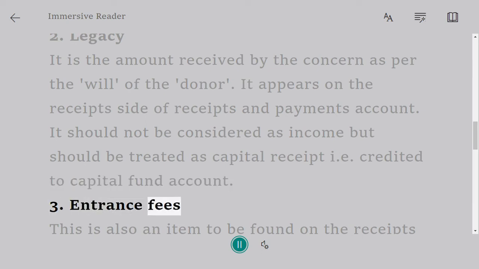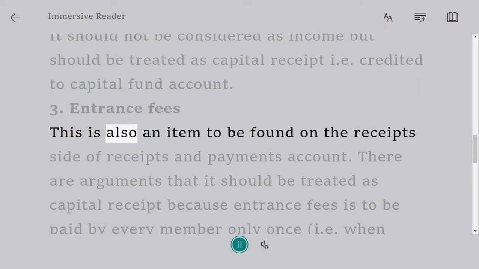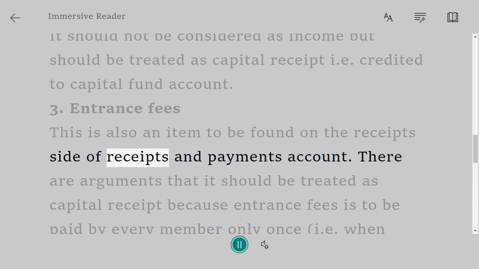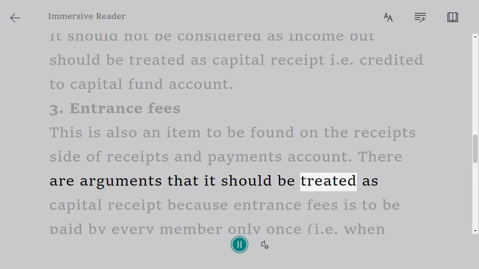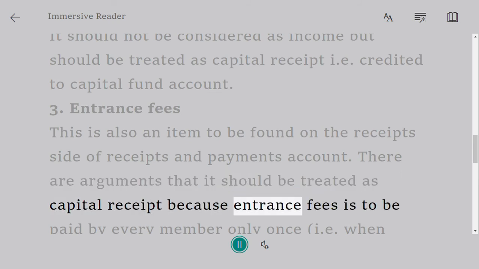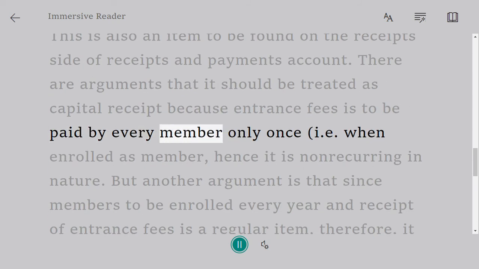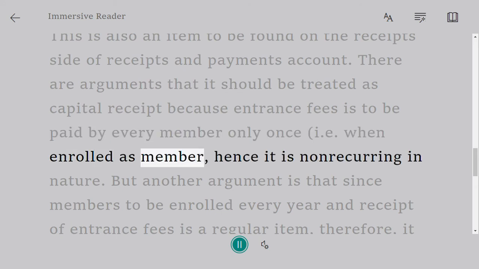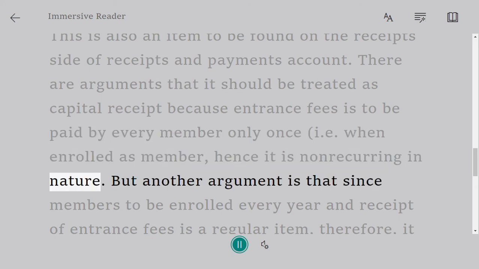3. Entrance fees. This is also an item to be found on the receipt side of the receipts and payments account. There are arguments that it should be treated as a capital receipt because entrance fees are to be paid by every member only once, i.e. when enrolled as a member, hence it is non-recurring in nature.